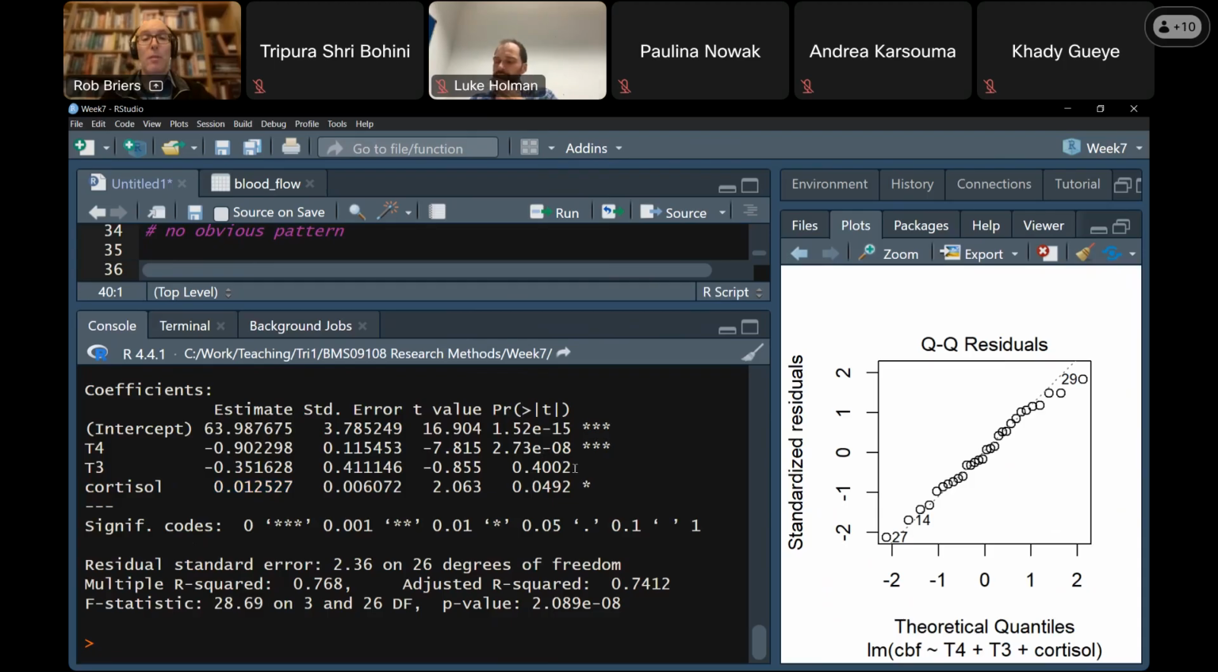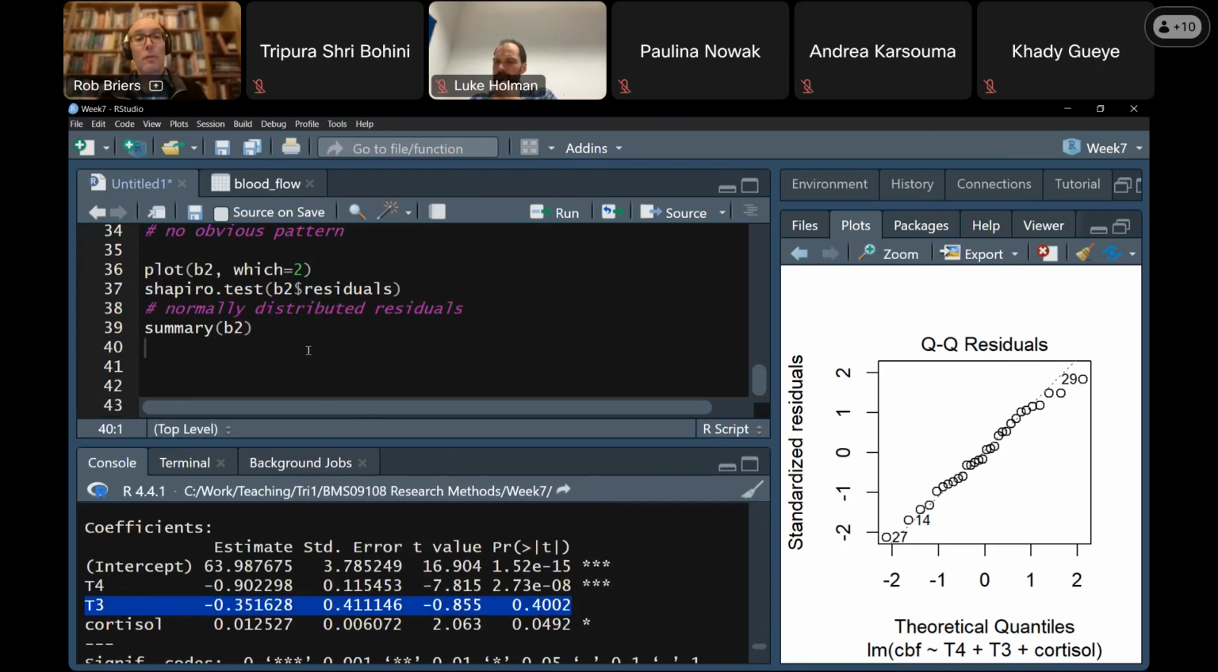But we wouldn't stop there, because this one isn't actually needed. So there's no point in including that in our model. It doesn't actually help. T3 is not significant, so not worth including. It doesn't help us predict our response effectively. So what we do therefore is we refit the model without it. Don't need to include it.